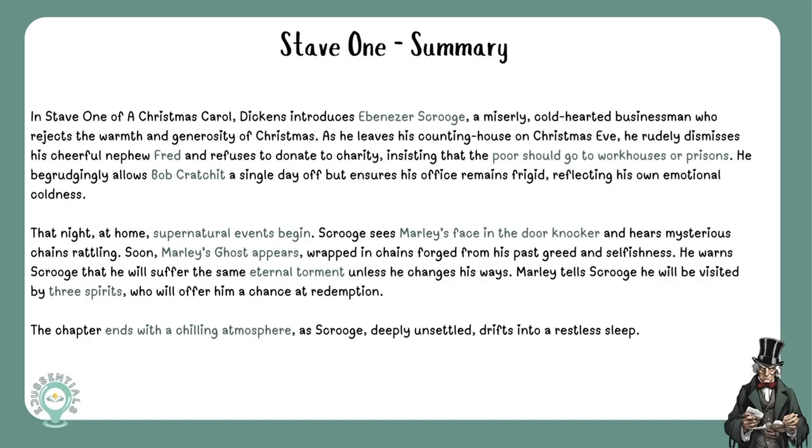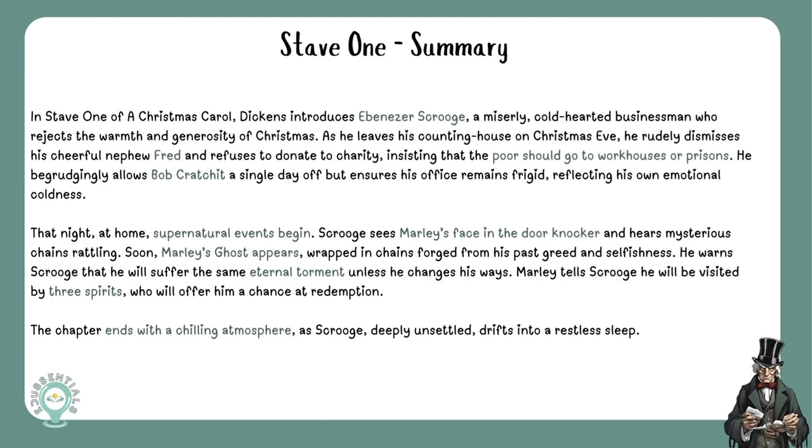So let's just have a quick look at Stave One and summarise it. Within this stave of A Christmas Carol, Dickens introduces Ebenezer Scrooge, a miserly, cold-hearted businessman who rejects the warmth and generosity of Christmas. As he leaves his counting house on Christmas Eve, he rudely dismisses his cheerful nephew, Fred, and refuses to donate to charity, insisting that the poor should go to workhouses or prisons. He begrudgingly allows Bob Cratchit a single day off, but ensures his office remains frigid, reflecting his own emotional coldness.